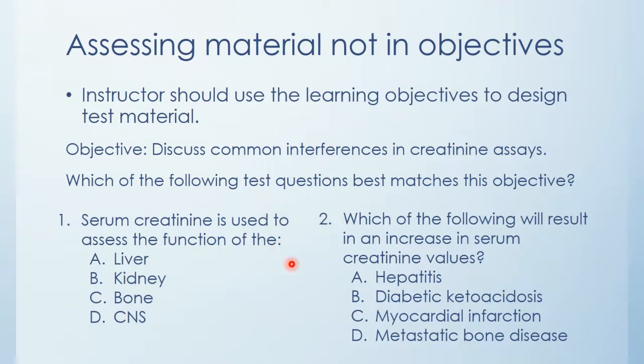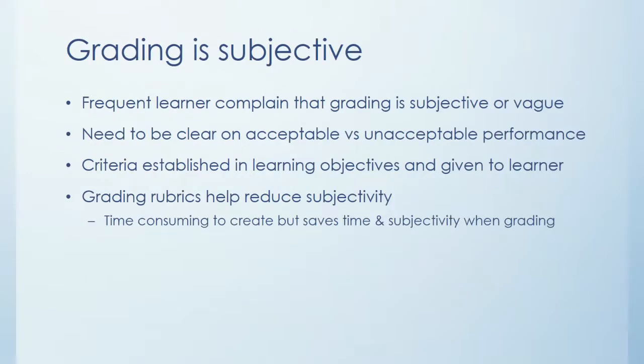So which one actually looks at common interferences? This one is just, what is serum creatinine for? So that's not a great question. This is much more recall level. Whereas this one is actually asking you to figure out what would cause a false increase in serum creatinine levels not related to kidney disease, which I believe is myocardial infarction.